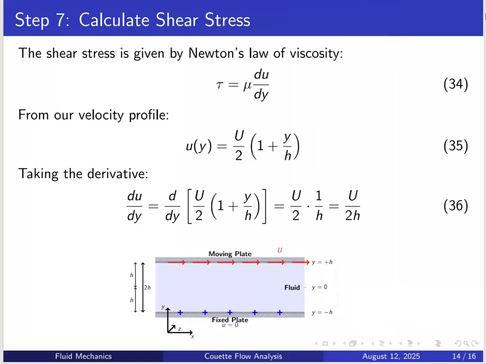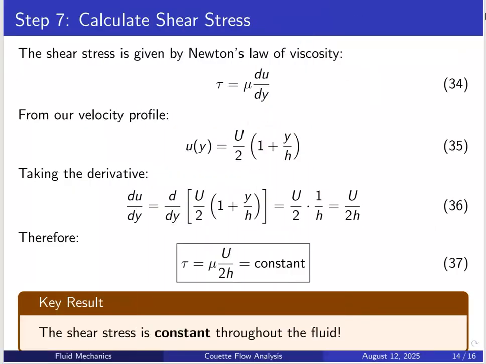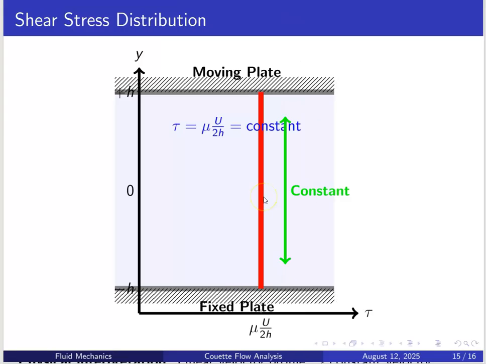Now we can also calculate the shear stress. We know Newton's law of viscosity: tau is equal to mu times du/dy. If we take the derivative, du/dy is nothing but U by 2h, which is also constant. So if we plug that in, tau is mu U by 2h. That is constant, so the shear stress is constant throughout the fluid. If we draw that, it is a line parallel to the y-axis. So tau is equal to mu U by 2h, which is constant.